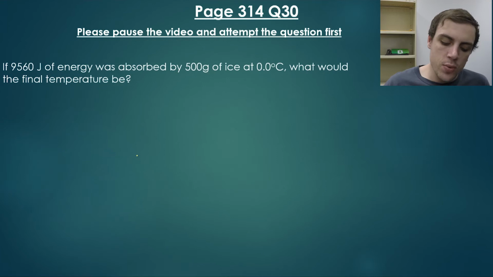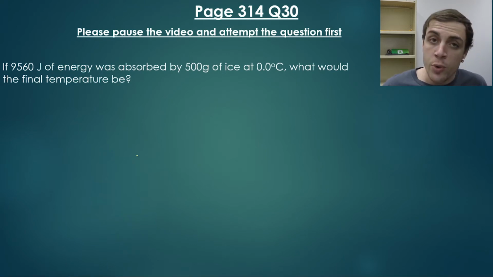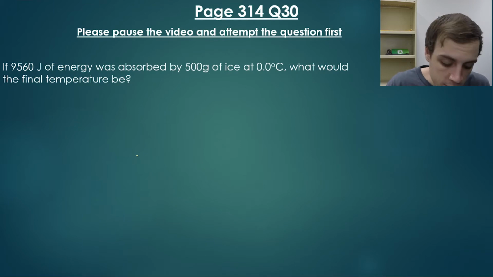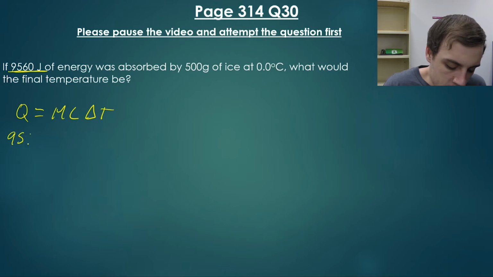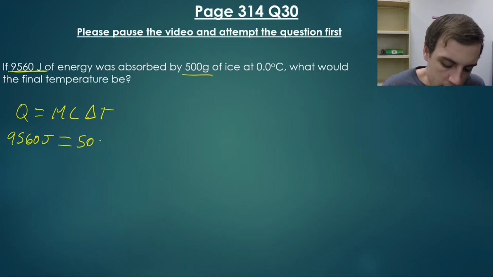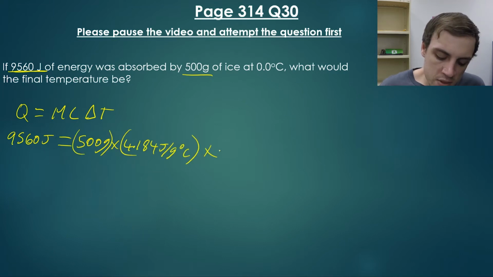Okay, let's move on now to question 30. If 9,560 joules of energy was absorbed by 500 grams of ice at 0 degrees, what would the final temperature be? So, here is where we need to again use our specific heat formula. So Q is equal to mc delta T. So we have our amount of energy, so that's 9,560 joules, is equal to the mass, 500 grams, times the specific heat, times the final temperature.